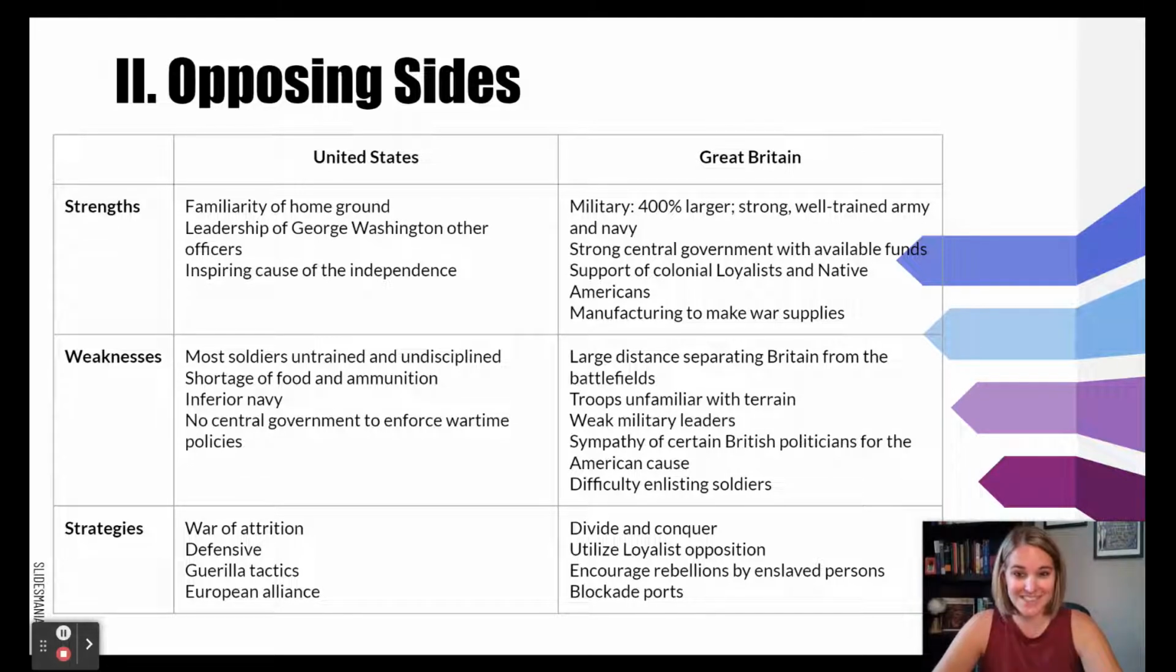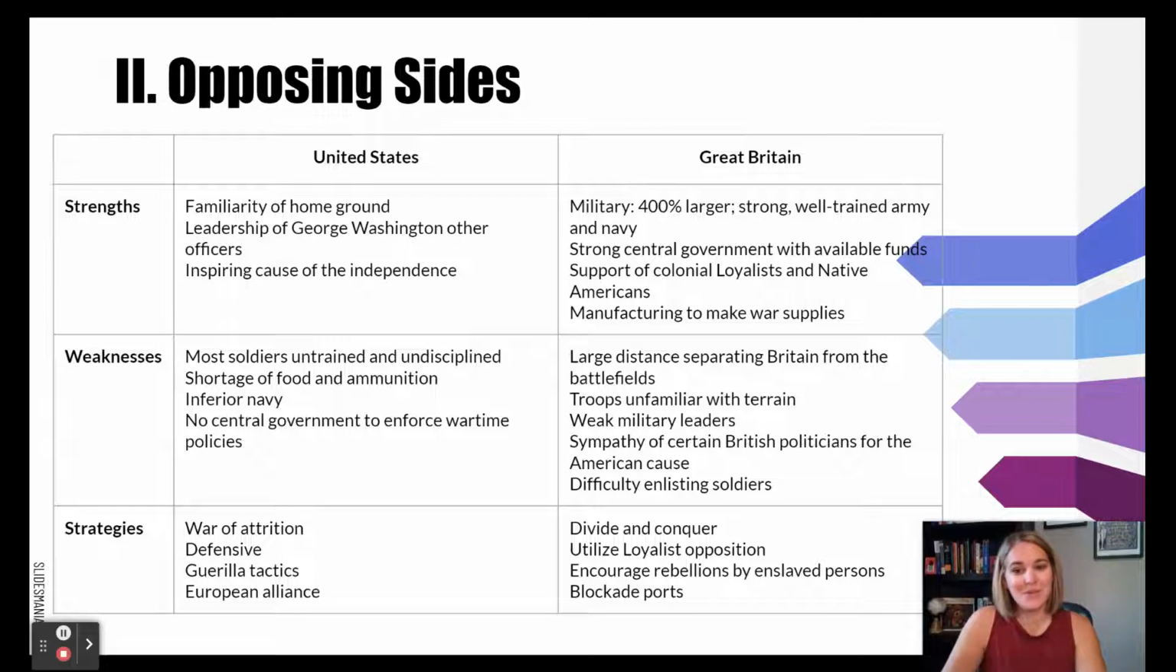The strengths of the United States are kind of hard to measure. They had the familiarity of home ground, the leadership of George Washington, and they were inspired by the cause for independence. It's hard to measure how that is going to be an advantage, but we do know that being familiar with the territory, having a strong leader, and having a vision and a cause that you can fight for are all going to be helpful in the war effort.